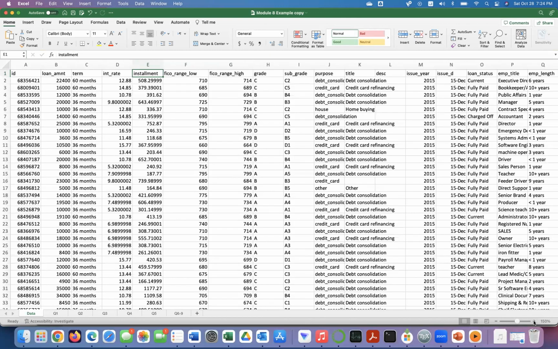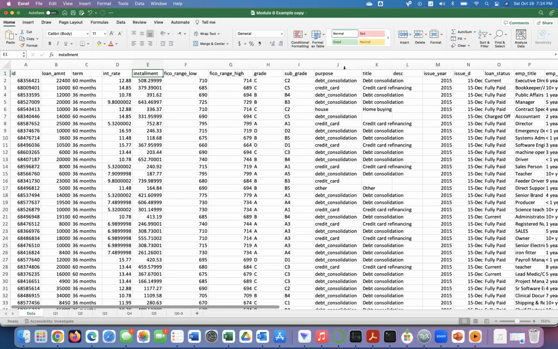And then the variables that we have are ID, loan amount, term, which is either 60 months or 36 months, interest rate, installment, FICO range low, FICO range high, grade, which is A, B, C, different things, subgrade, and purpose. Purpose can be debt consolidation, credit card, house, different things. Title, and loan status can be either current, fully paid, or charged off.